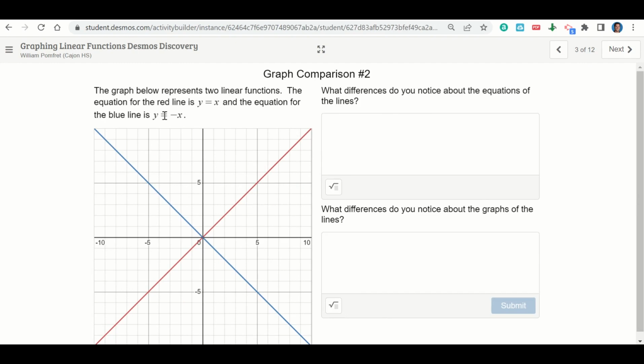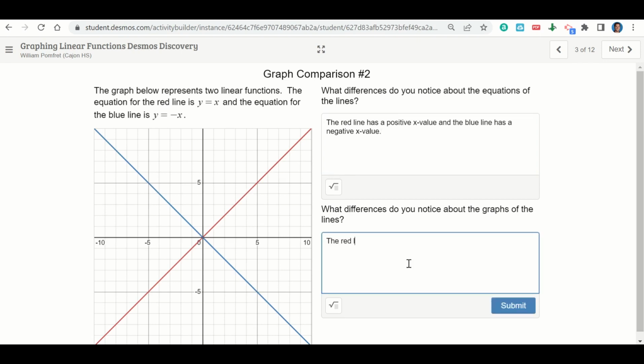This one says y equals x and y equals negative x. Well, what do we notice in the difference of the equations? The red line has a positive x value, and the blue line has a negative x value. And what do I notice is a difference in the graphs? Well, the blue line goes down from left to right, and the red line goes up from left to right. So the red line goes up from left to right, and the blue line goes down from left to right.